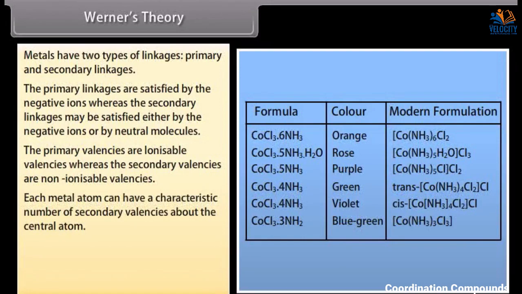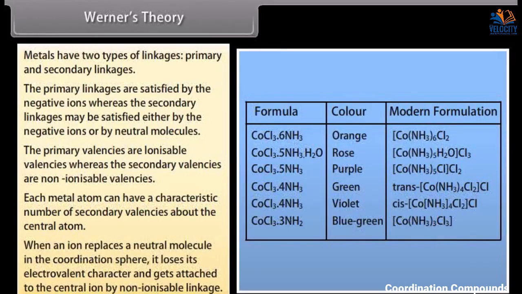Each metal atom can have a characteristic number of secondary valencies about the central atom. These valencies are projected in the space about the central atom in such a manner that these assign a definite geometry to the coordination compound. Not only the neutral molecules are coordinated to the central atom, but ions may also be coordinated in same fashion. When an ion replaces a neutral molecule in the coordination sphere, it loses its electrovalent character and gets attached to the central ion by non-ionizable linkage.